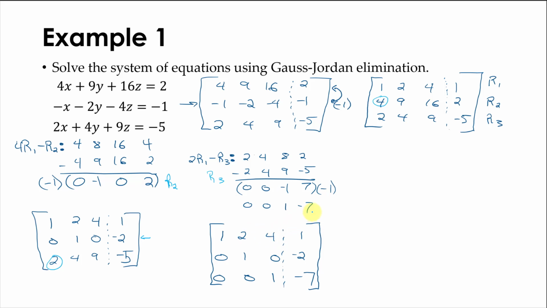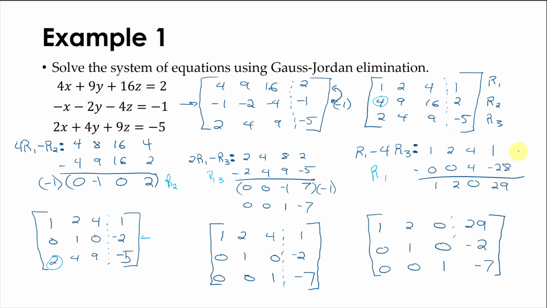My next step, I'm going to take row 1 and subtract 4 times row 3 from that. This is going to be my new row 1. So this is my operation here, and then my matrix looks something like this. We're getting closer and closer with each operation.